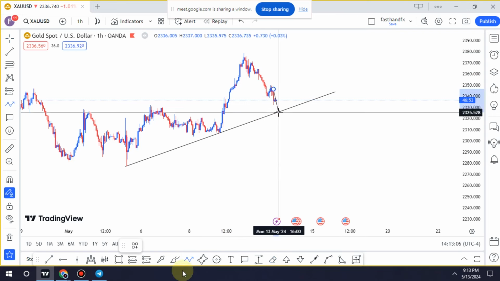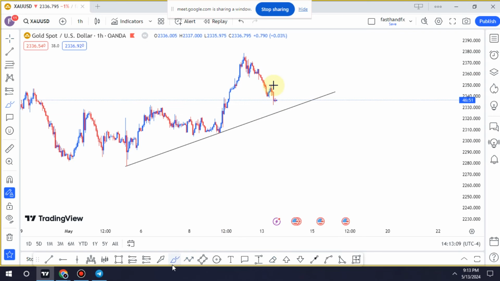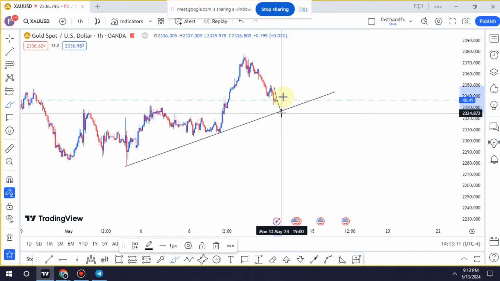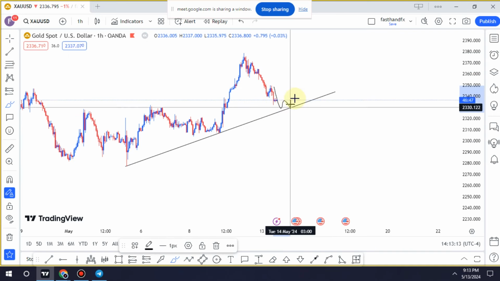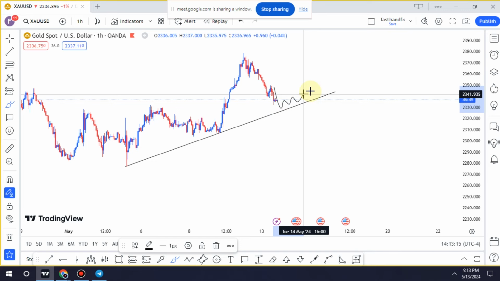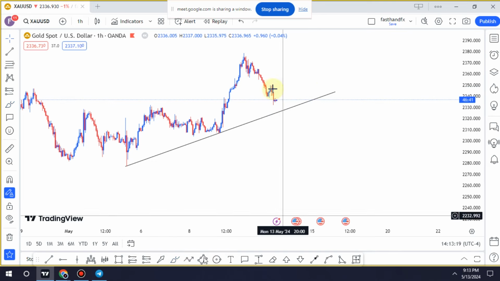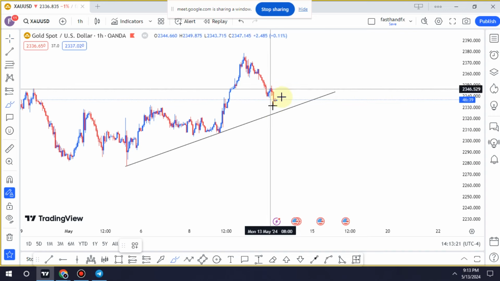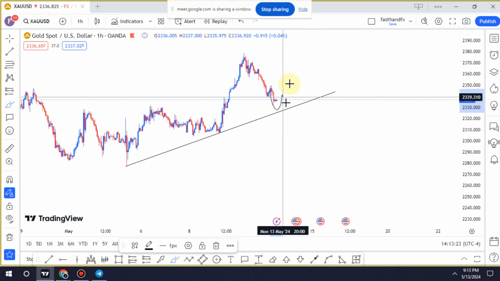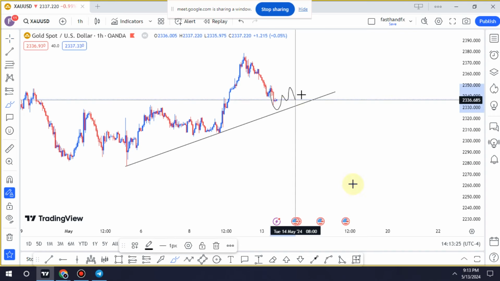But if that doesn't happen, we look out for continuation patterns, something like this. Maybe gold comes down, then starts to do this. Then if it gives probably a double top right here, that's a confirmed sell position. Or if it gives out a head and shoulders, then it should be a confirmation that gold wants to go down, something like this.